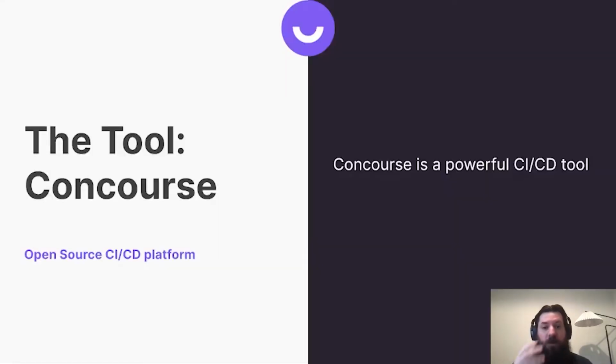So the tool, the CI/CD tool, is Concourse. It's an open source CI/CD platform. It's pretty powerful. It can do anything you tell it to do. We run Concourse at Comcast at a pretty large scale, around 18,000 builds a day. We support 1,000 teams across Comcast. So knowing how our platform is behaving is super critical for our users.